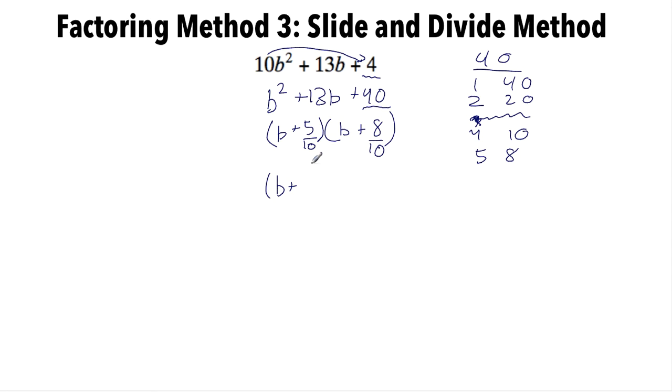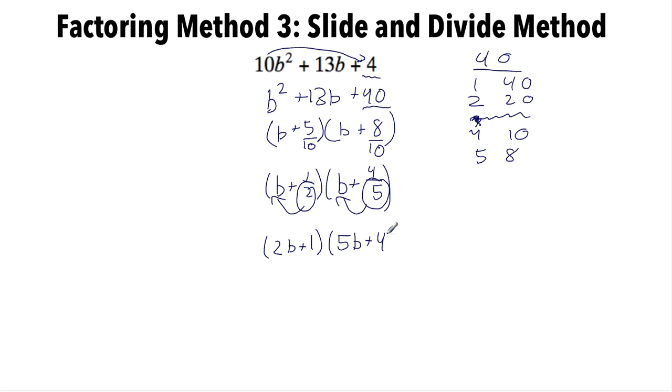With any fraction, I should always reduce. So 5 over 10 is 1 over 2, and 8 over 10 can be reduced to 4 over 5. We typically don't like to have fractions in binomials when factoring. So we're going to move these denominators to be the coefficients of these terms. So we're going to get 2b plus 1, and this will be 5b plus 4.